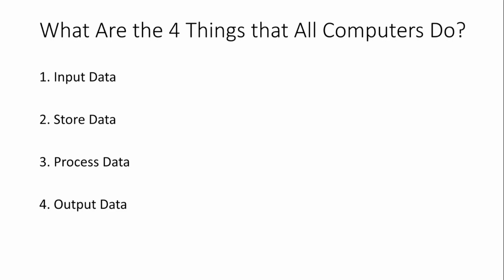Well, all computers do these 4 things. They take data as an input, they store that data, they process that data with the CPU, which is the brain of the computer, and then they output the data so that you can get your results back.